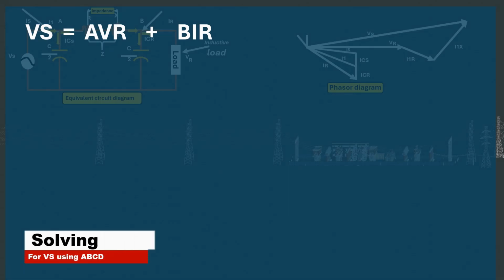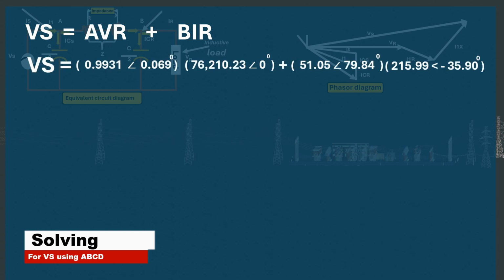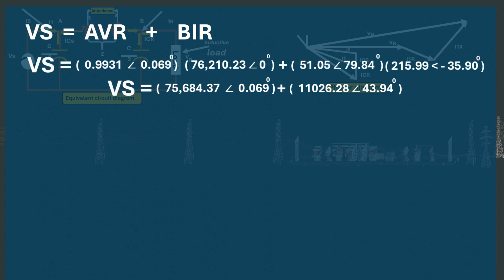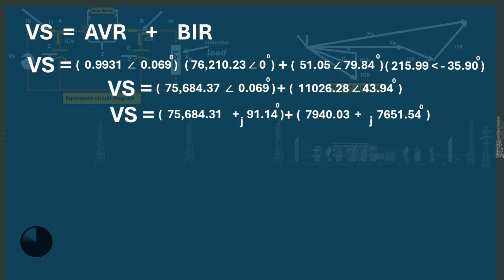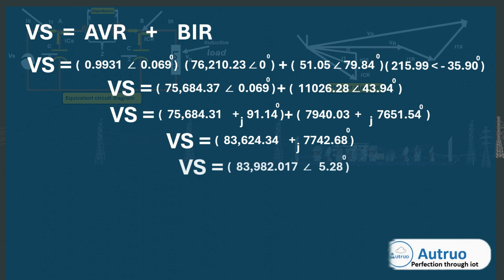For the sending end voltage Vs, we will have the following here. When we multiply the values in polar form at both ends, we will have this here. Again, in order to add both sides, we will have to convert from polar form to rectangular form. After conversion, we can now add both ends. When added, we will have this here. Again, in order to have our final answer in polar form, we will have to convert from rectangular form to polar form again. When converted, the sending end voltage will now be 83,982.017 at an angle of 5.28 degrees.